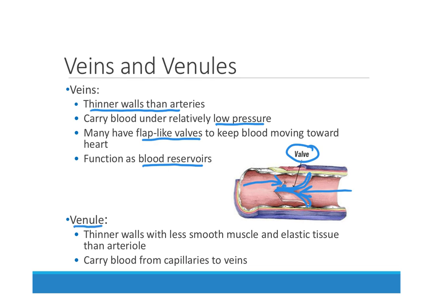Venules, going down in size, will be smaller than veins, again with even thinner walls than the veins, and they have less smooth muscle tissue than arterioles because they are not having to resist the contraction of that pulsive wave of blood coming through. The venule's job is to carry blood from the capillaries to the veins, and then eventually it'll be heading back to the heart.